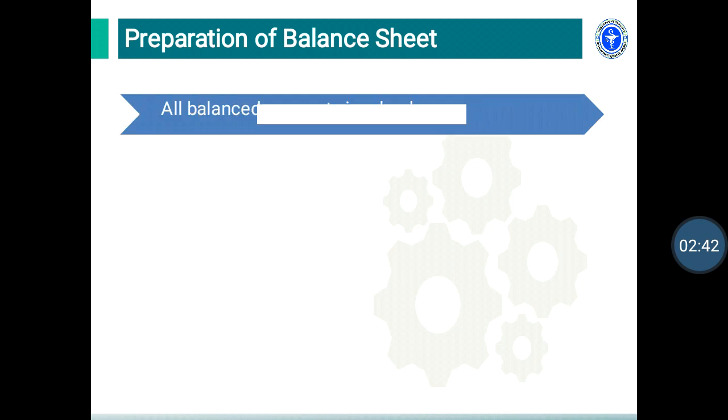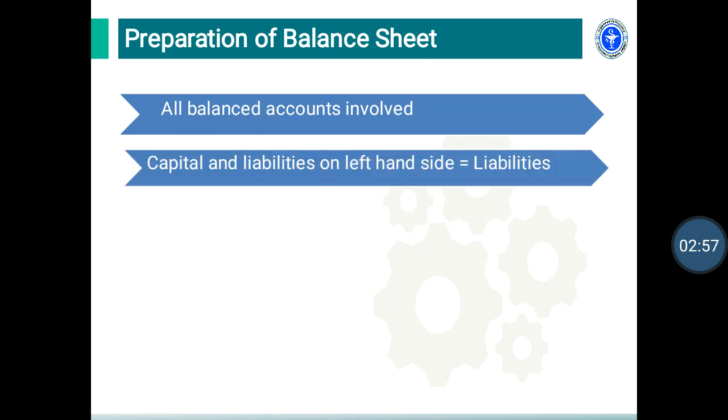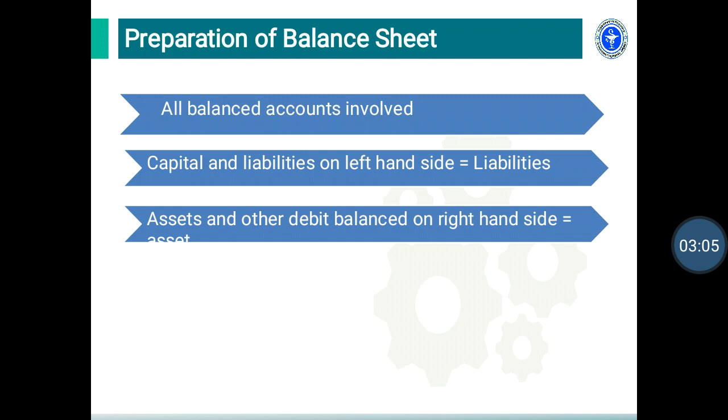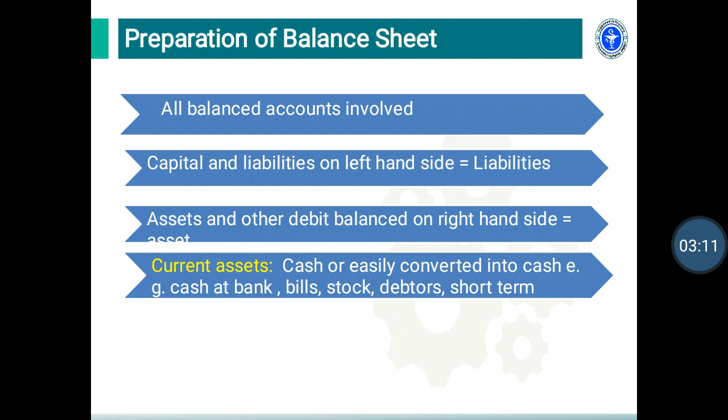Next point is preparation of the balance sheet. In a balance sheet are given the names of all those accounts which have a balance, that is, accounts of assets, liabilities and owner's equity. So the capital and liabilities are on the left hand side, that is liability, and assets and other debit balances on the right hand side are indicated as assets.